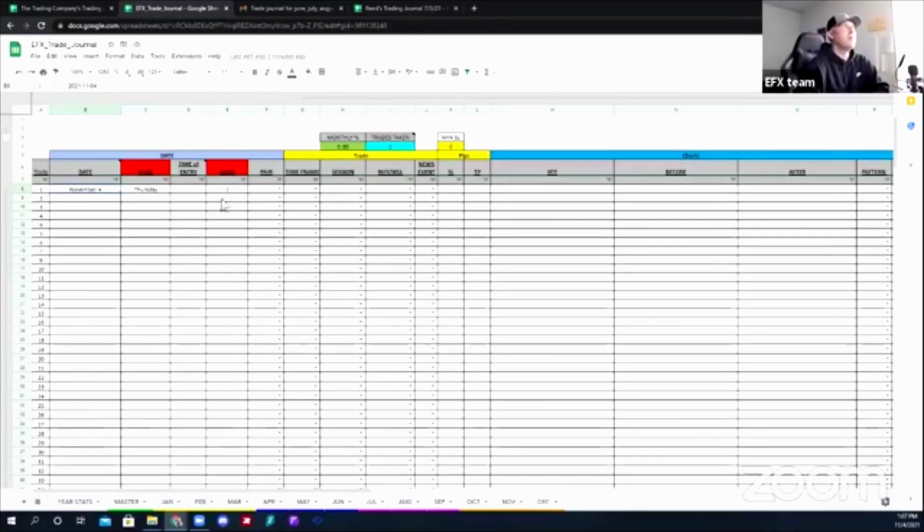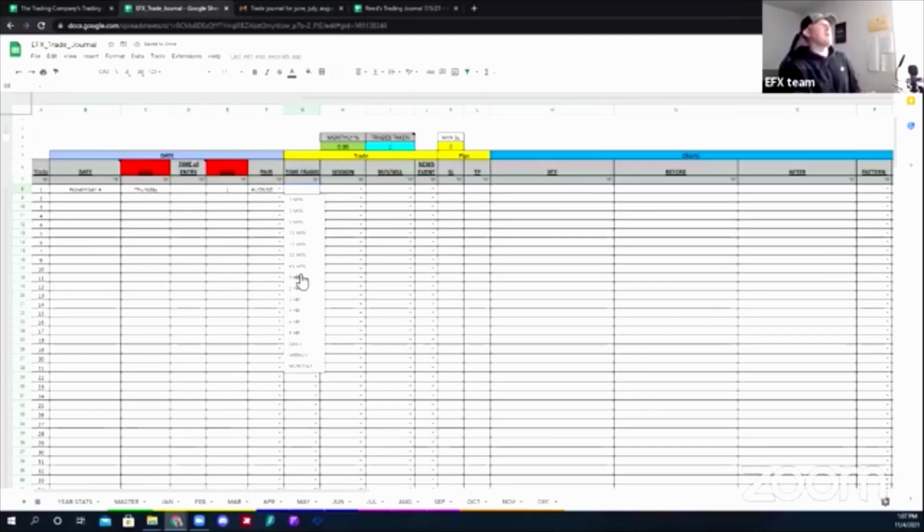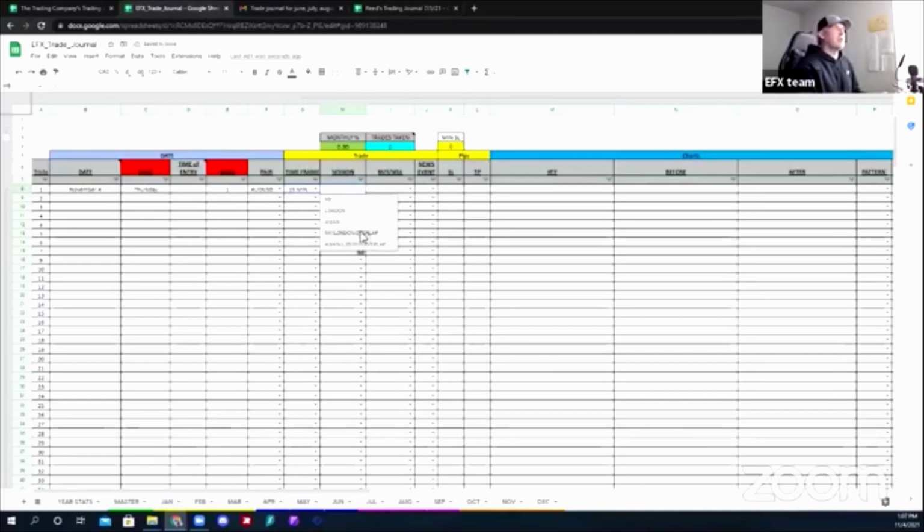So then you can fill in the time, and then we're talking about the pair. So you select the pair, and then the time frame, right? We're talking about the best and worst performing time frames for the same reason. If you see lower time frames, you're getting slaughtered, but you see really good results on the higher time frame. Well, guess what that suggests? Stay away from lower time frames. So we track the time frames. Let's say this is 15-minute. Then the session, okay, New York, London overlap.